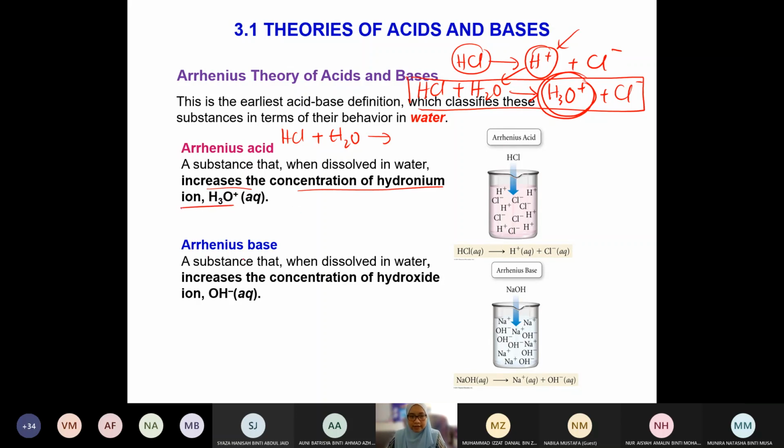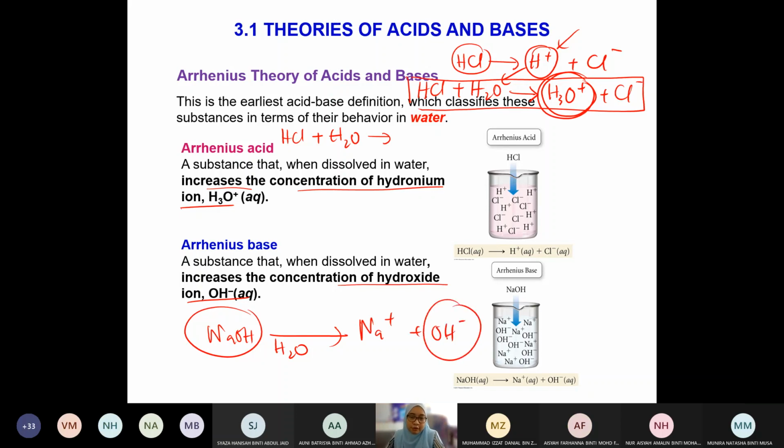On the other hand, an Arrhenius base, when dissolved in water, increases the concentration of hydroxide ion. Hydroxide, OH minus, is not a problem. OH minus will not react with anything. So when you have sodium hydroxide, usually to prevent showing the dissociation of sodium hydroxide, we just write H2O below the arrow, and then we just have sodium plus and OH minus. This is not a problem. It will not combine with H plus because it's already stable. But H plus is not. It will combine with H2O to produce H3O plus.